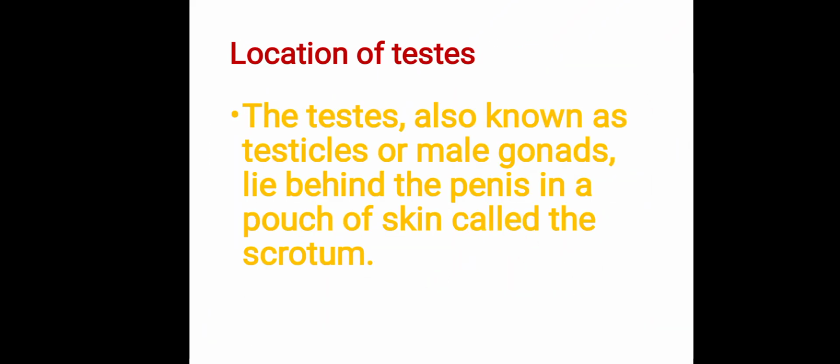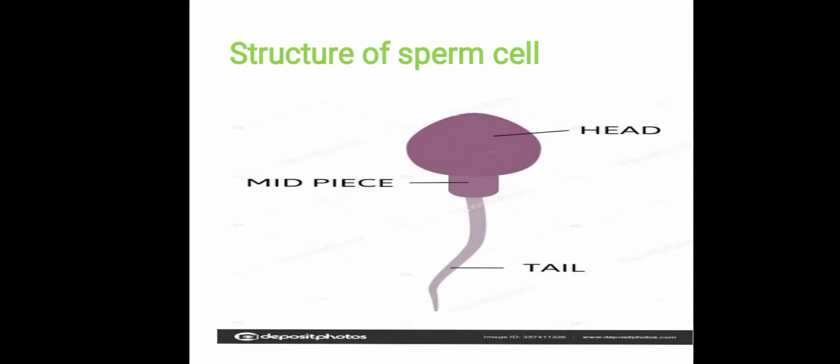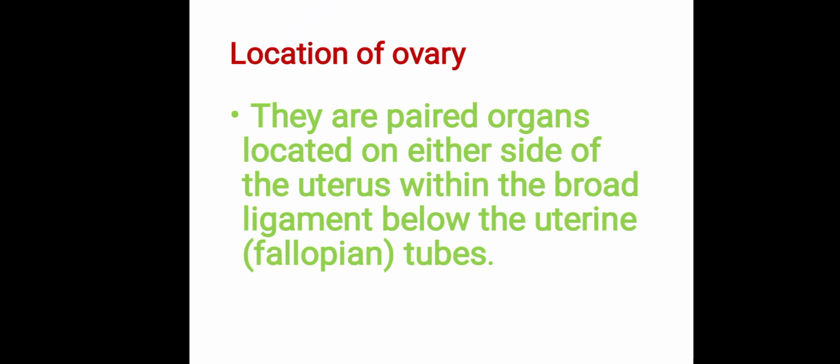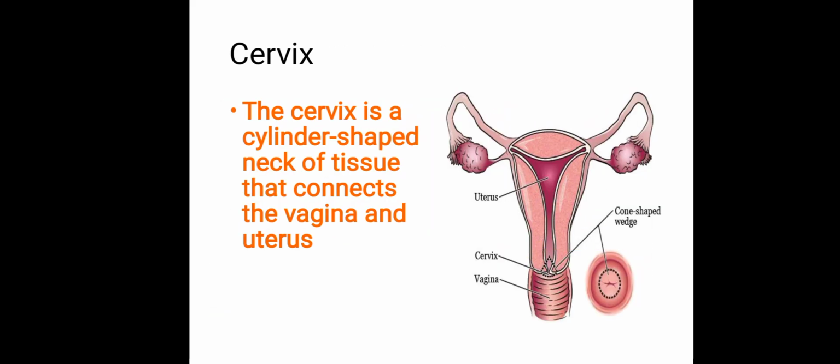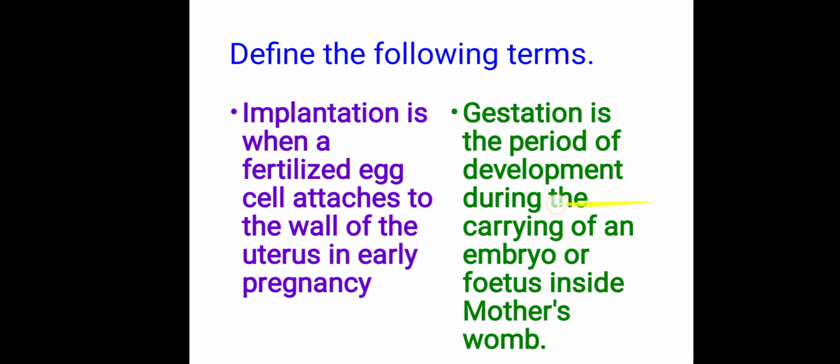So children, this is all we'll be learning for today: the location of the testis, the structure of the sperm cell, the location of the ovary, the structure of the egg cell, just mention this one. And the cervix, it's a connector between the vagina and the uterus. We have implantation and gestation. So children, this is all we'll be learning for today.